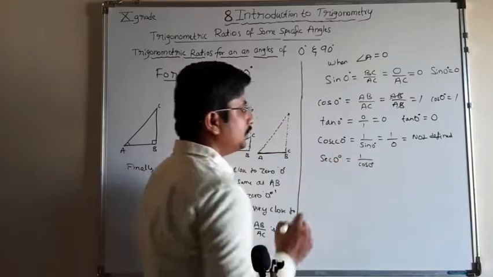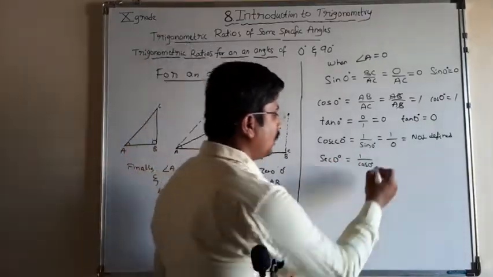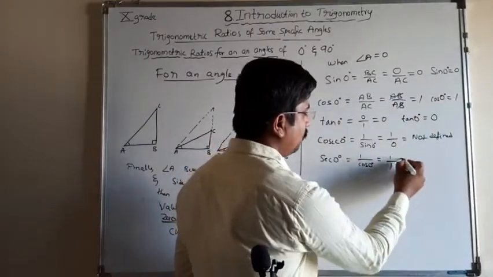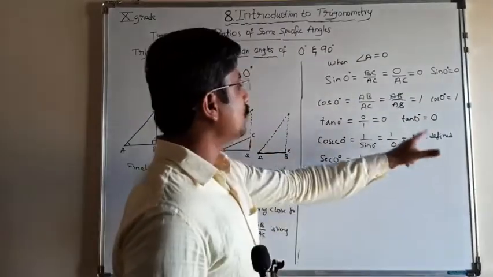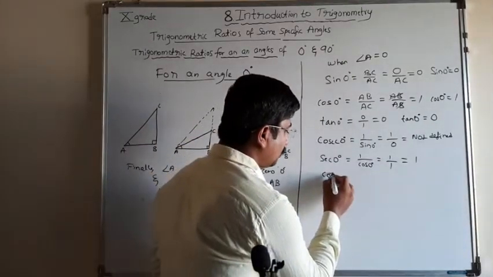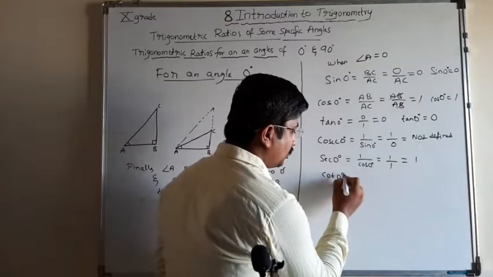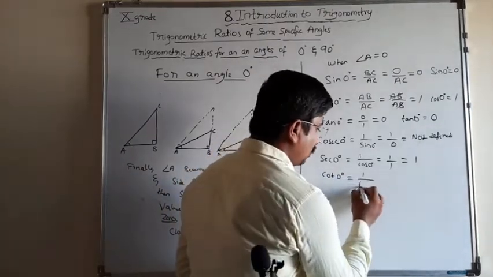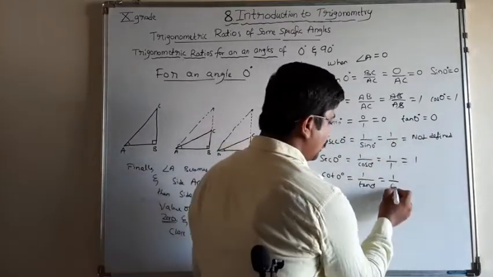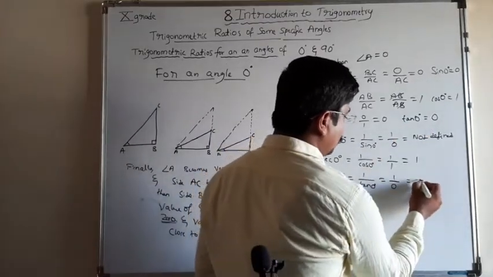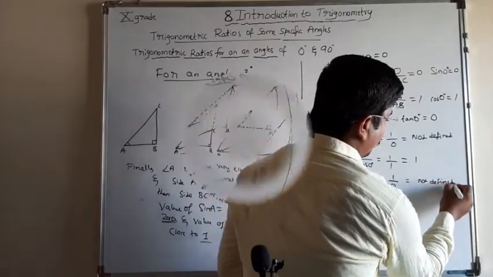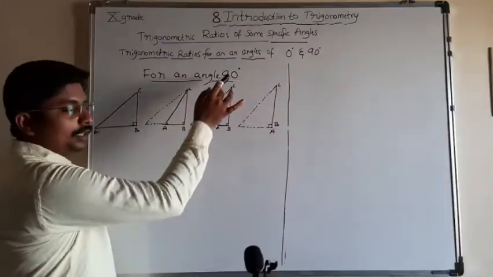Yes. Next trigonometric ratio, sec 0 degree is equal to 1 divided by cos 0 degree, and its value is 1. Therefore, sec 0 degree is equal to 1. Next, the last trigonometric ratio, cot 0 degree, is the reciprocal of tan 0 degree. Therefore, 1 divided by tan 0 is 1 divided by 0, so cot 0 degree is not defined.